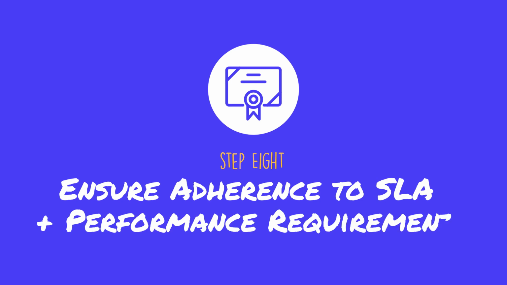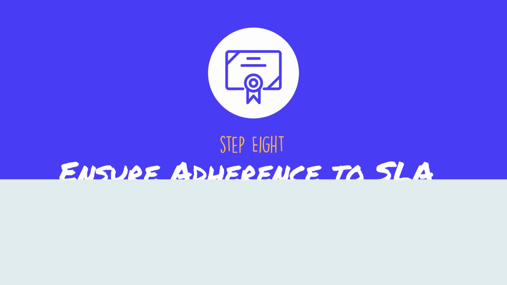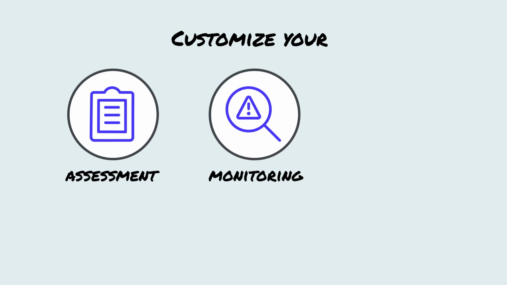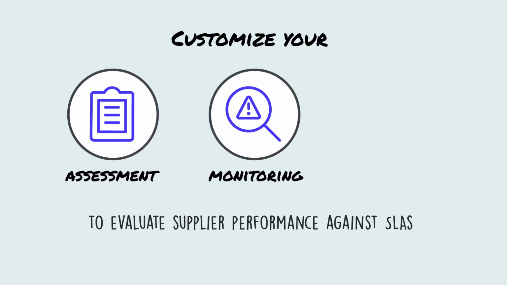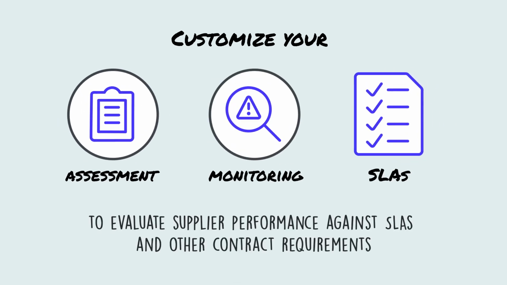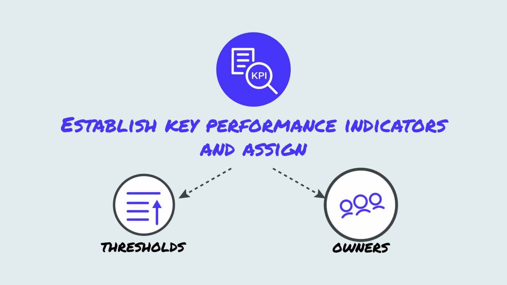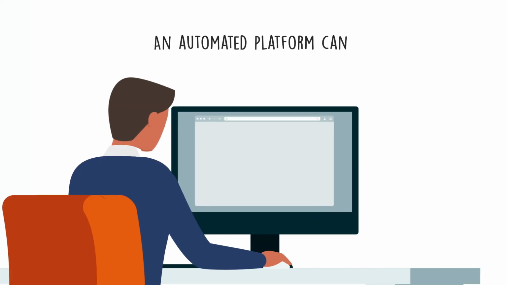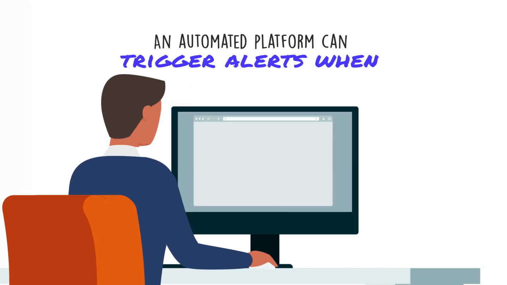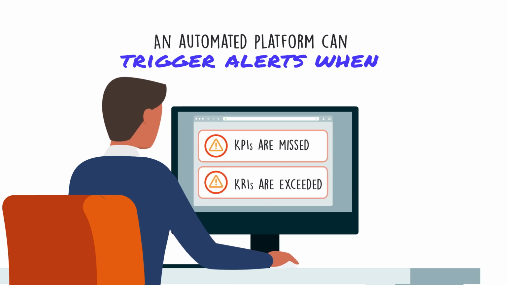Step 8. Ensure adherence to SLA and performance requirements. Customize your assessment and monitoring to evaluate supplier performance against SLAs and other contract requirements. Establish key performance indicators and assign thresholds and owners for each KPI. An automated platform can trigger alerts when KPIs are missed or when key risk indicators are exceeded.